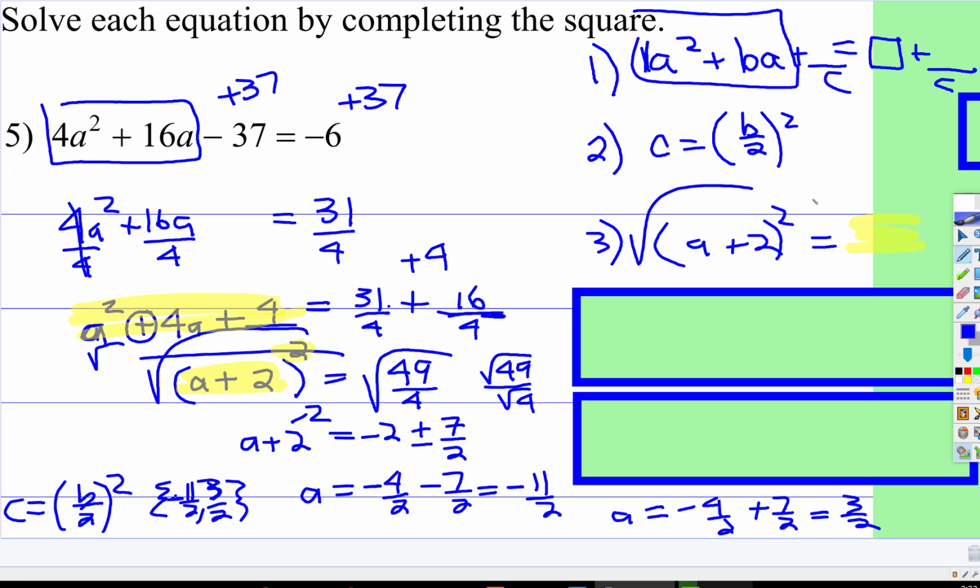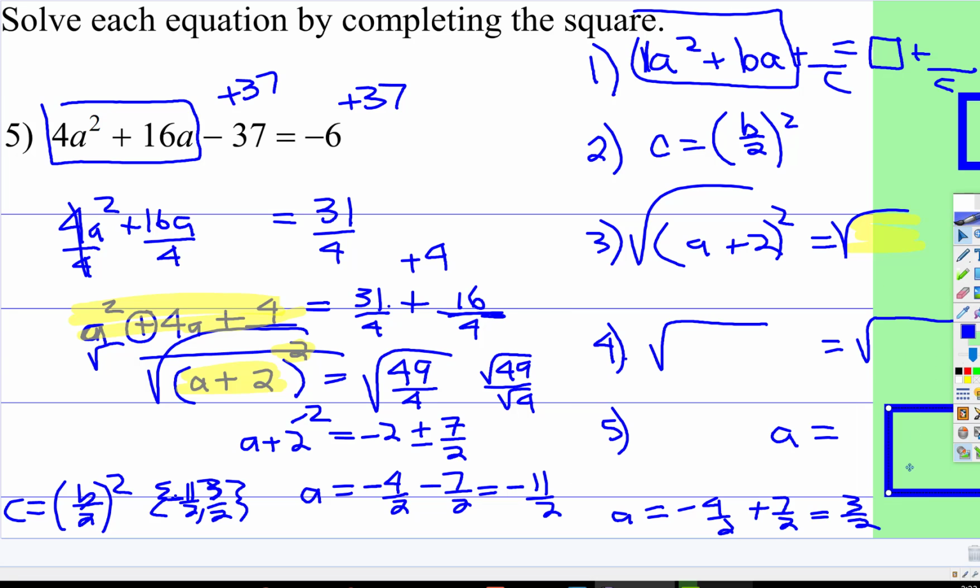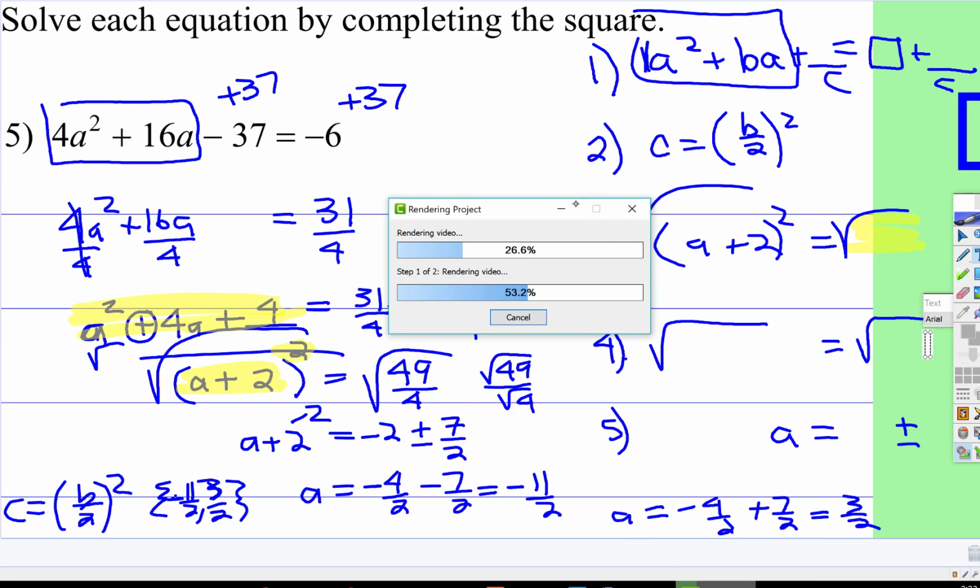We're going to take the square root of both sides. And when you do that, when you take the square root of the right side, you have to take the square root of the positive and negative version. All right, just be really, really careful when you're doing these.